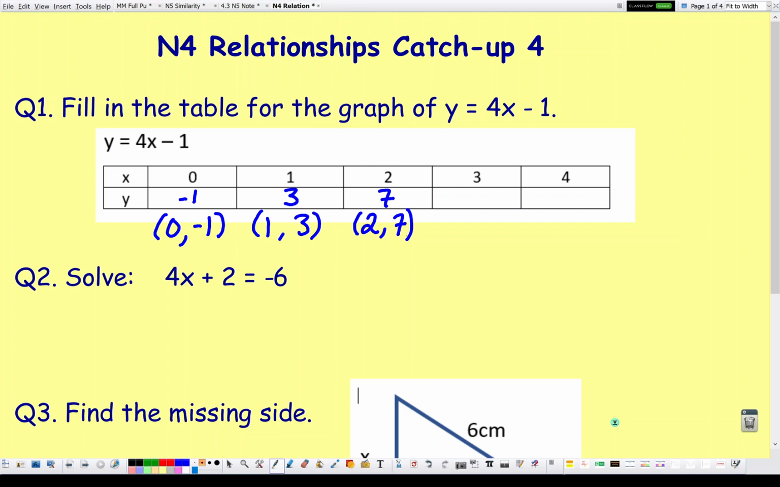Write in the comments, what's the next point? What's the next y value? Don't have to write the coordinate point, just tell me what the next y value is. Please write it in the comments. Or say it.